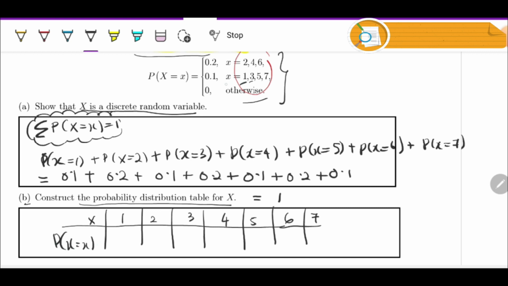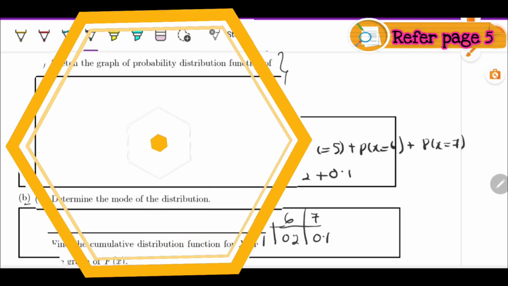When X equals 1, the probability is 0.1. When X equals 2, the probability is 0.2. When X equals 3, the probability is 0.1. When X equals 4, the probability is 0.2. When X equals 5, the probability is 0.1. When X equals 6, the probability is 0.2. And the last one, when X equals 7, the probability is 0.1.